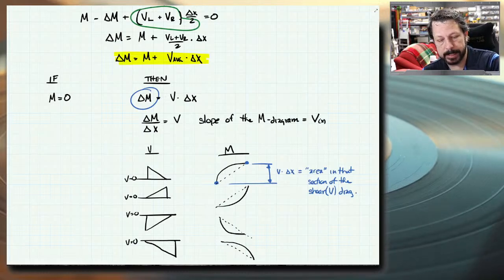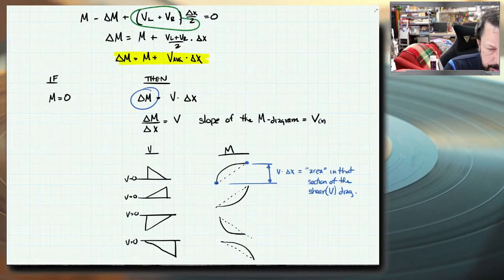Delta M equals V times delta X. Integrate both sides, you get M equals the integral of V delta X. So the bending moment is the integral of the shearing diagram. And there is that one other thing.